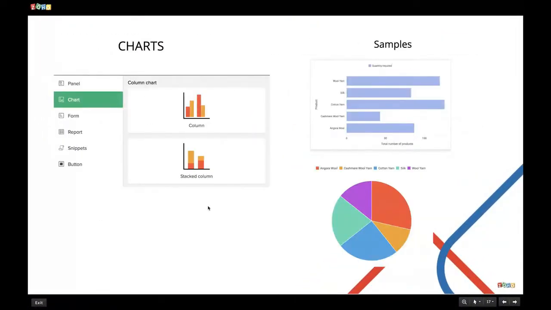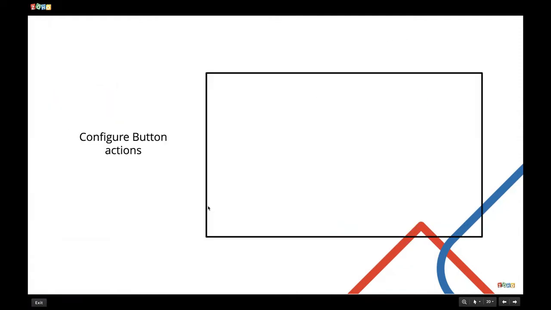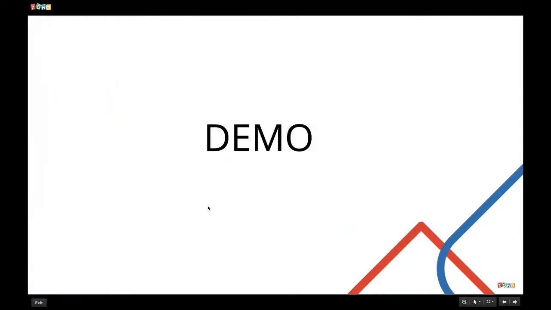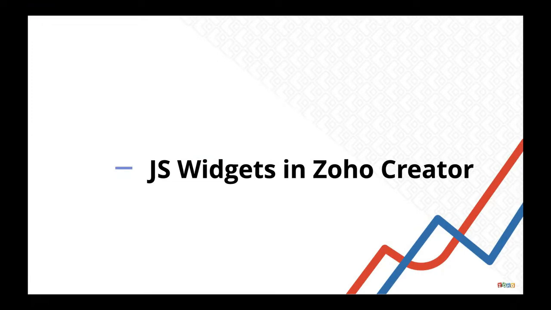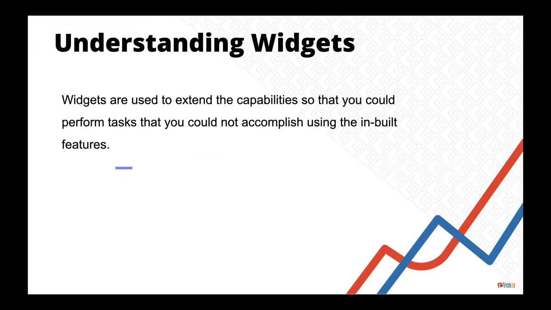So this is the panel which we discussed, pages. I think we covered a lot of these. We had the demo. So then we are coming back to the JavaScript widget in Zoho Creator. As we discussed, a widget is used to extend the capability so that we could perform tasks that we could not accomplish using the built-in functions.